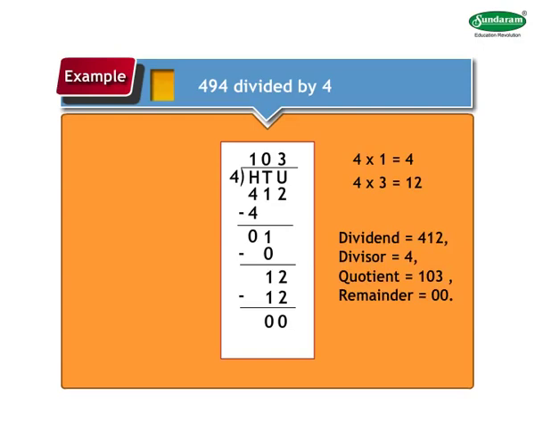Students, here you can notice that when the digit in the tens place, that is 1, was brought down, we got the dividend 1, which is less than the divisor 4. So, we wrote 0 in the quotient and then proceeded with the next steps. Let us now solve some examples of this type from the exercise given on page number 61.